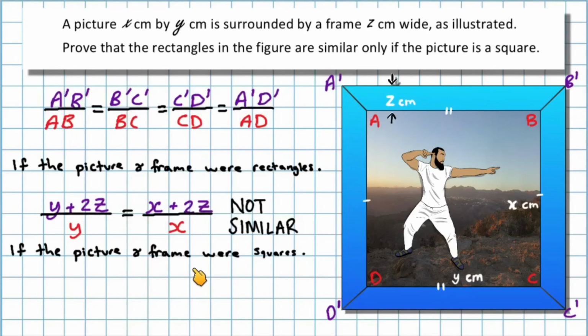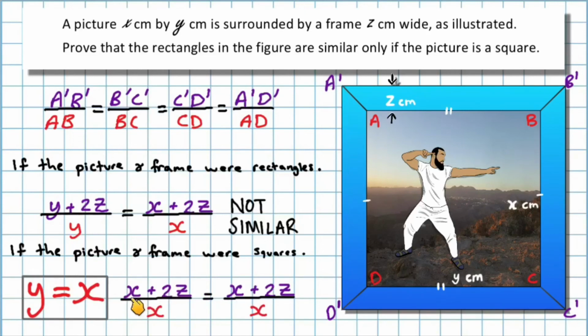Now if the picture and frame were squares, the key piece of information that we know, because it's a square, the length and width are going to be equal. So therefore we can say that the length can be written as x plus 2z over x, and the width can be written as x plus 2z over x. Because x and y are equal, this would hold true. So the two shapes would be similar.